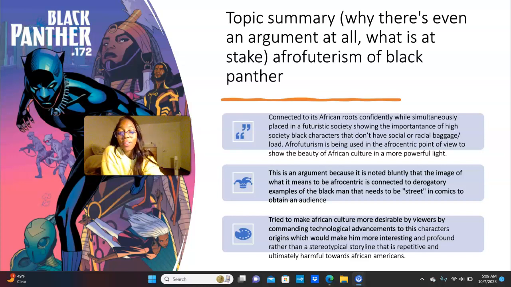They tried to make African culture more desirable to viewers by adding technological advancements to this character's origins, which will make him more interesting and profound, rather than, like I said, the stereotypical storyline that is repetitive and ultimately harmful towards African Americans.